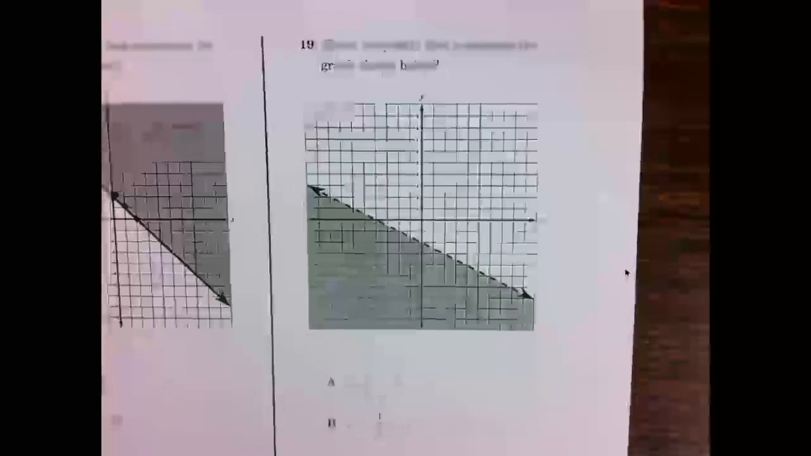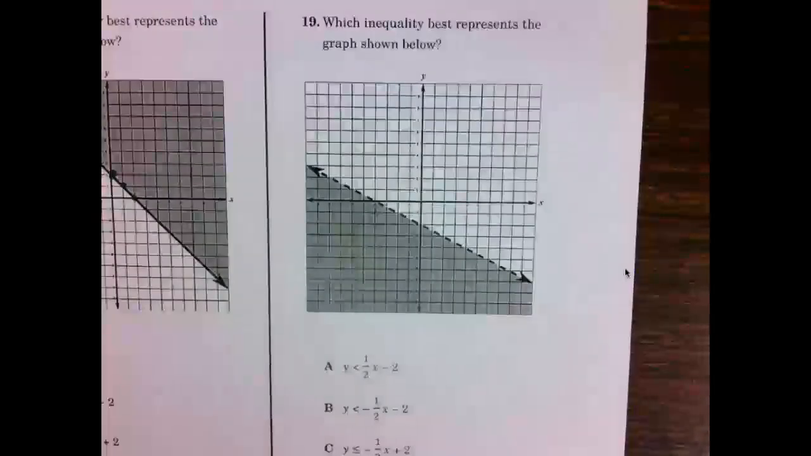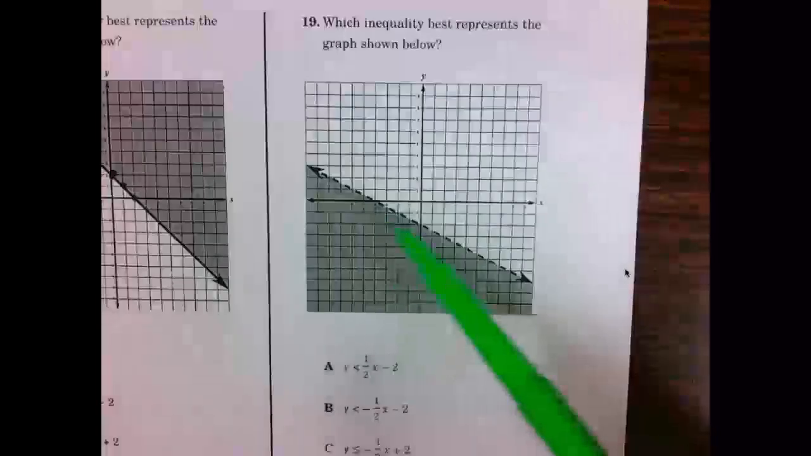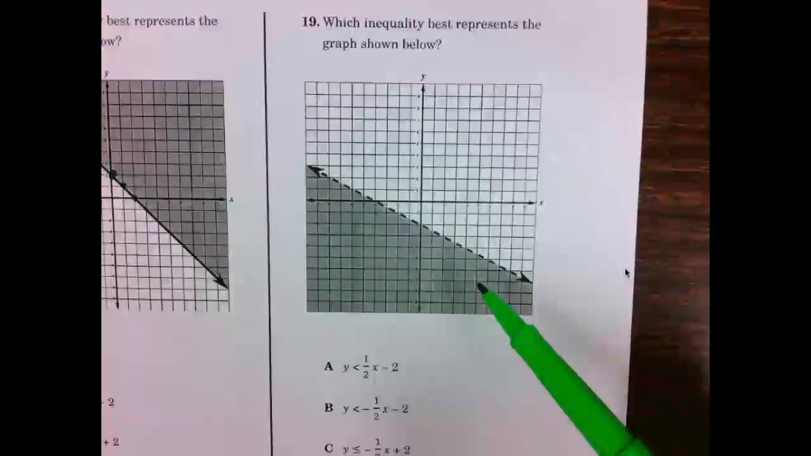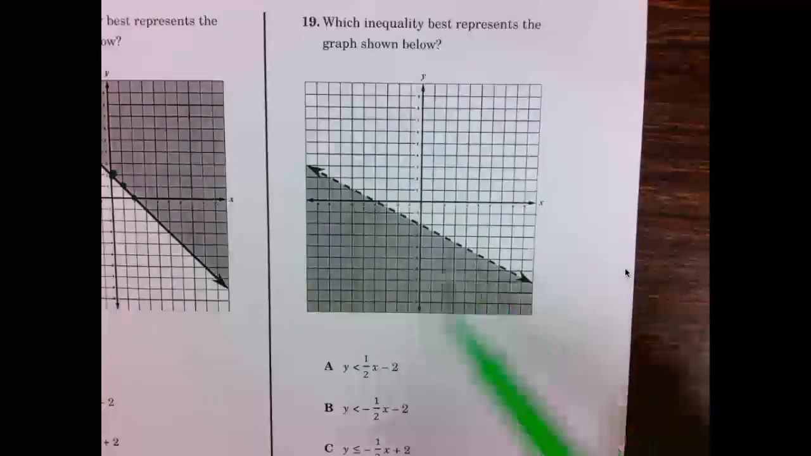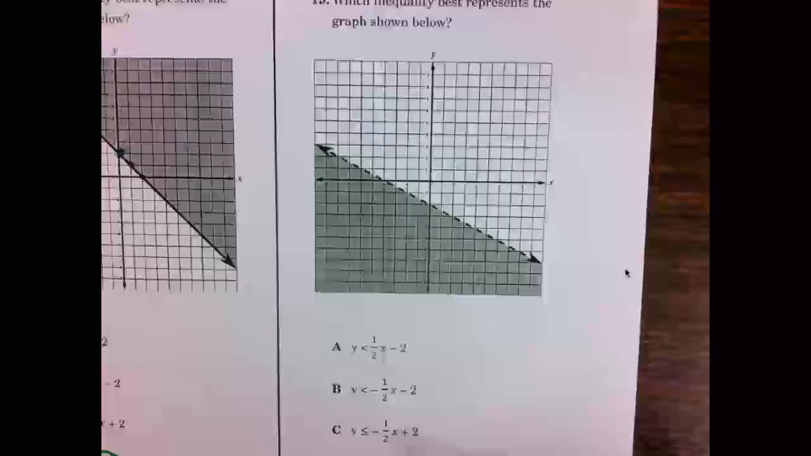Number 19, just like number 18, the dashed line tells us some information, and then we could graph those in the grapher. Since we've already done number 17, you should be able to do number 19.